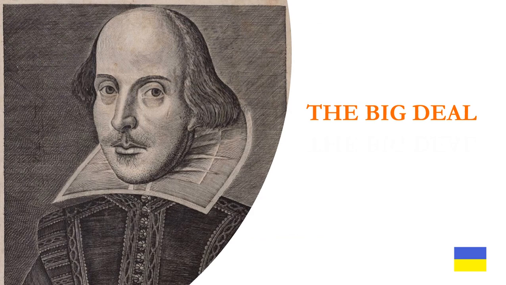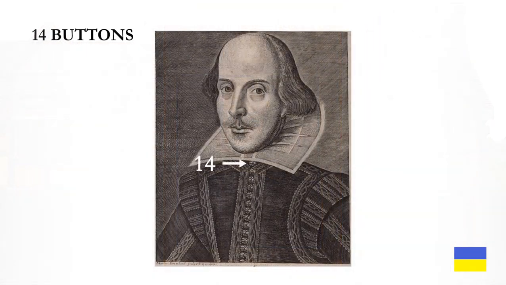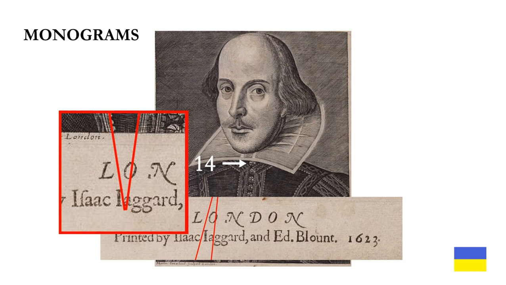So what's the big deal? We've gone through two little videos describing some of the anomalies in the Droeshout engraving in the title page. We're going to summarize. We have 14 buttons, which is equal to the letter O in gematria. We have 2 monogram lines, OV and VO.